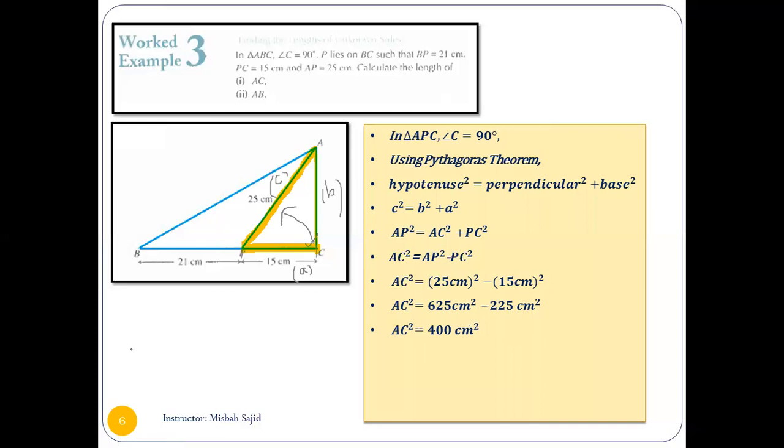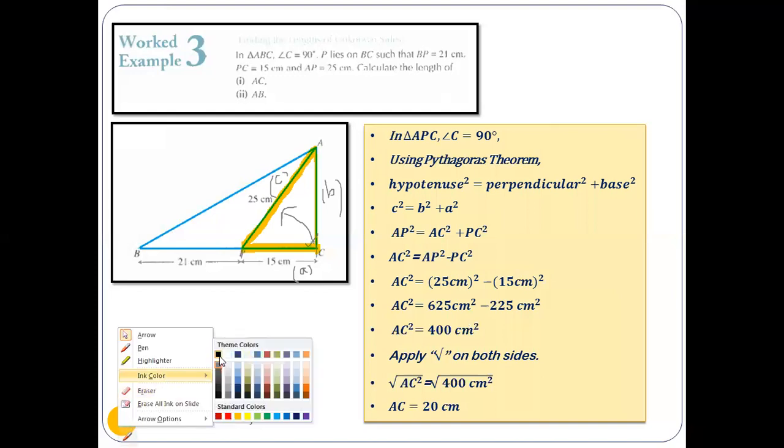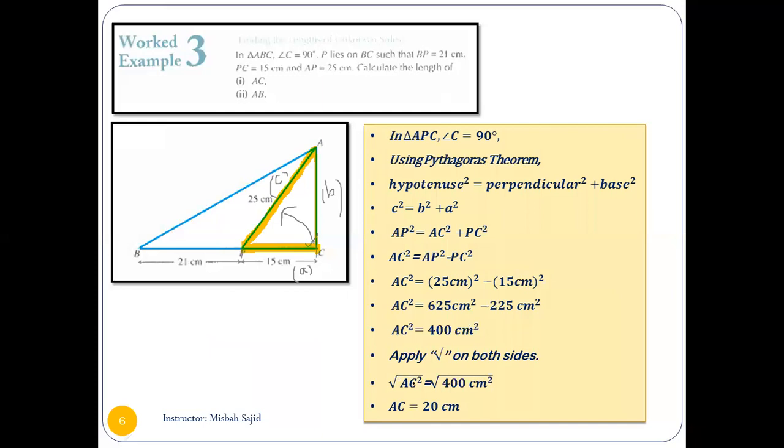Now we will apply the square root on both sides. This is the proper method. You may use a calculator after that. The square and the square root cancel out on both sides.